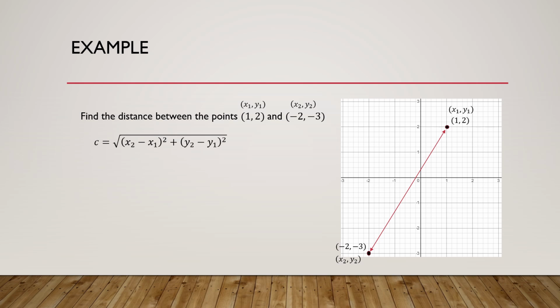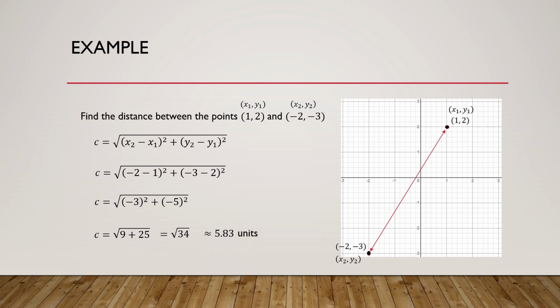Next, we replace the terms with our established points and simplify. Negative 2 minus 1 equals negative 3, and negative 3 minus 2 equals negative 5. Negative 3 squared is 9, negative 5 squared is 25. 9 plus 25 equals 34. Our final answer then is the square root of 34, or approximately 5.83 units of measure.